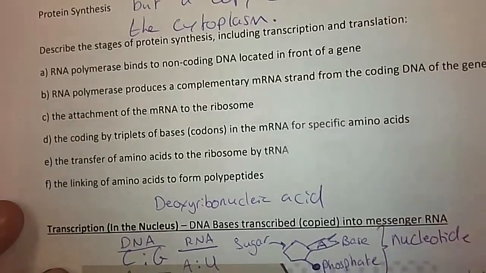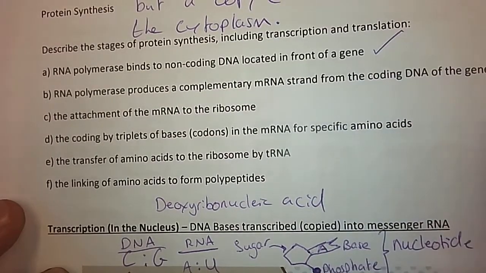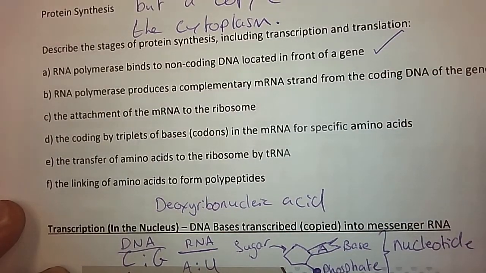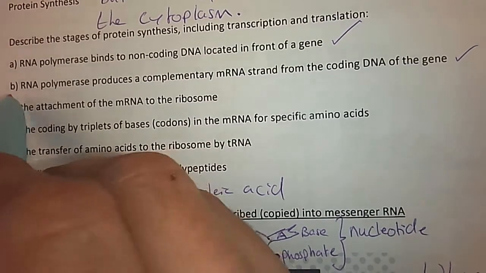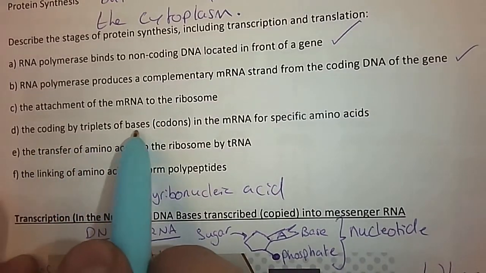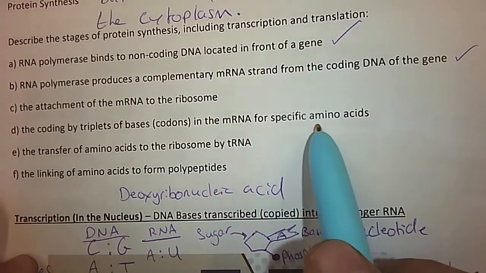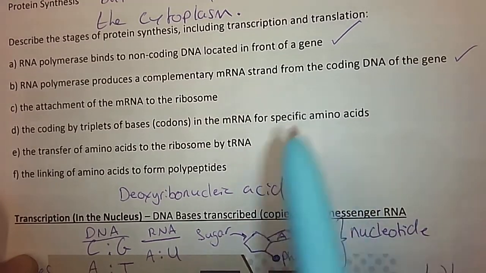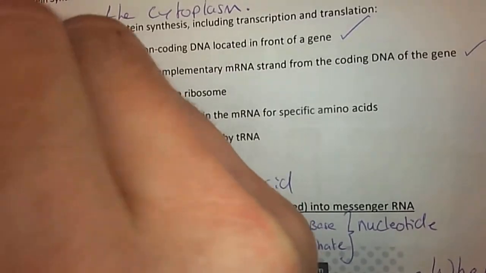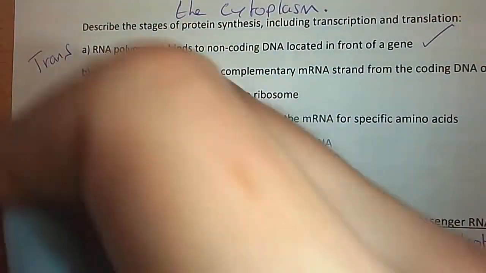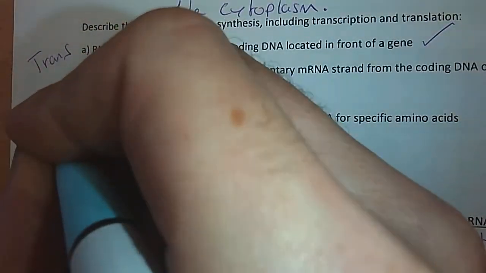All right. So let's have a little look back here. We have got RNA polymerase binds to non-coding DNA located in front of gene. Brilliant. RNA polymerase produces a complementary mRNA strand from the coding DNA of the gene. Excellent. And then in the following video we will look at the coding by triplets of bases or codons in mRNA for specific amino acids. I've just talked about codons a little bit, but we'll shore that up in the next video. So this is our transcription, and the rest of it is going to be our translation.